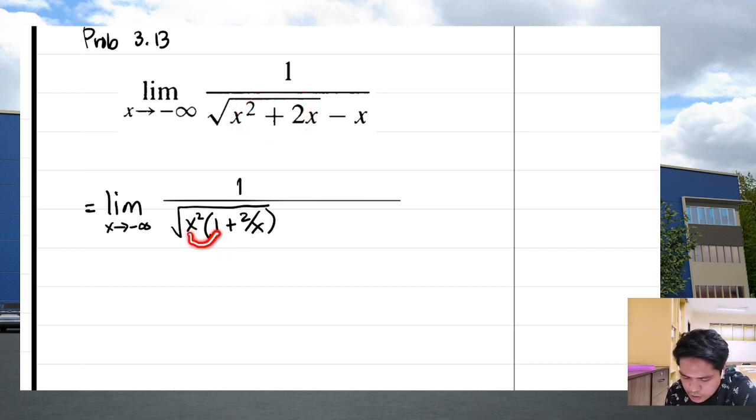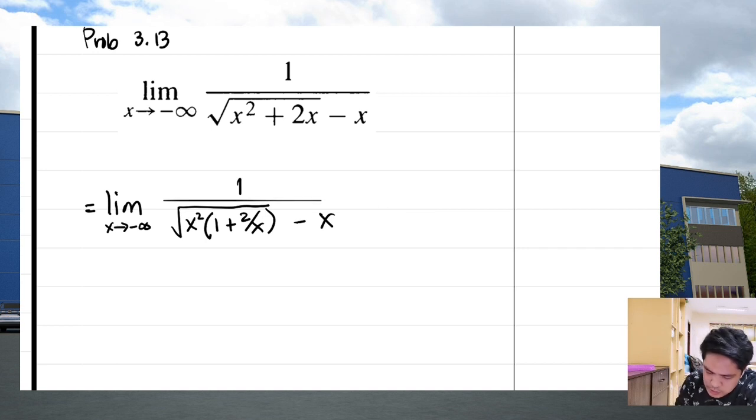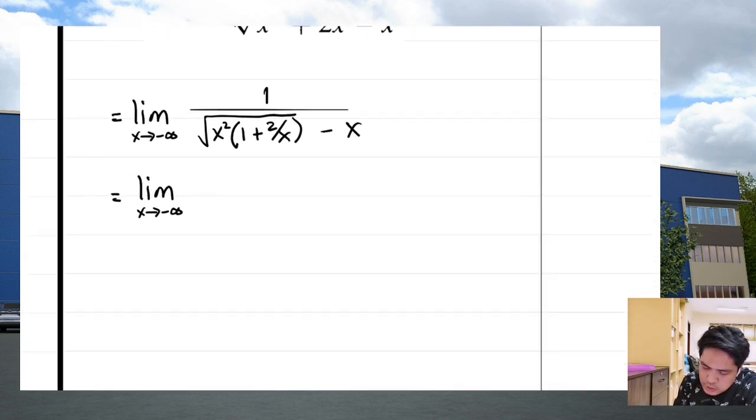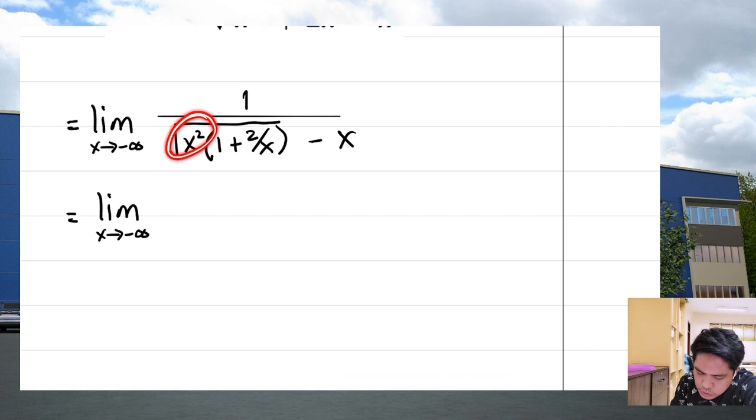So x squared times 1, that is x squared. x squared times 2 over x, that would be 2x. So simply, I just factored out x squared. Okay? And then minus x. Okay? What should I do next? Let me erase yung excess. So let me copy this. Okay, let me copy that. Then eto, what would be the square root of x squared?